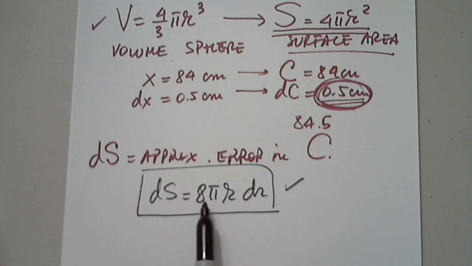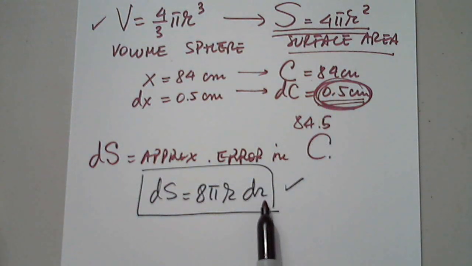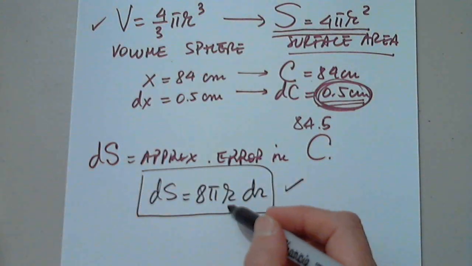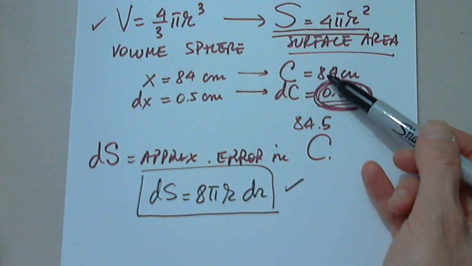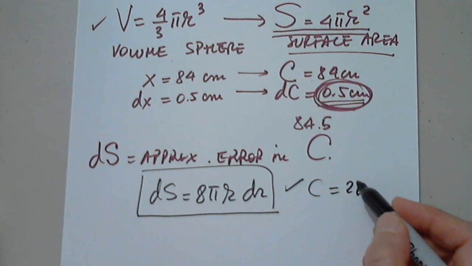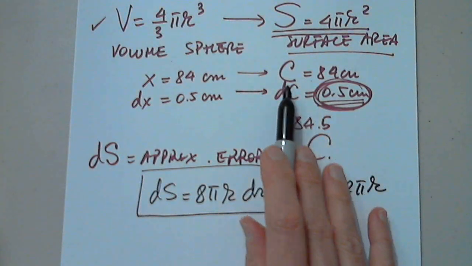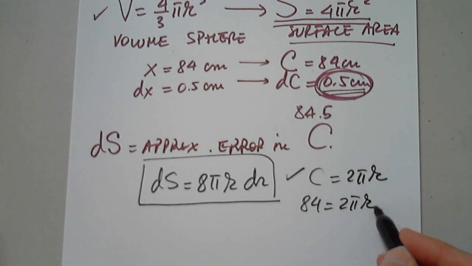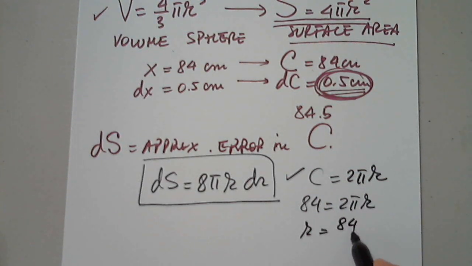we have 8 number, we have pi, we have r because we have to solve, and we have again r, and the r has to be determined from c. So c equals 2 pi r, which means this is 84 equals 2 pi r. So r equals 84 over 2 pi. This is our r here.